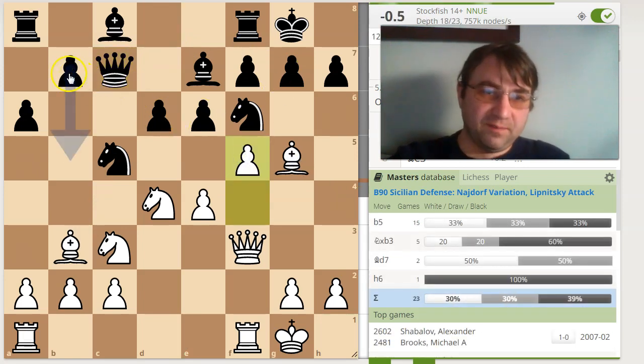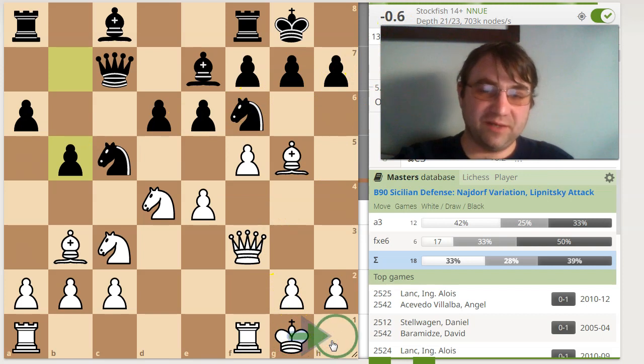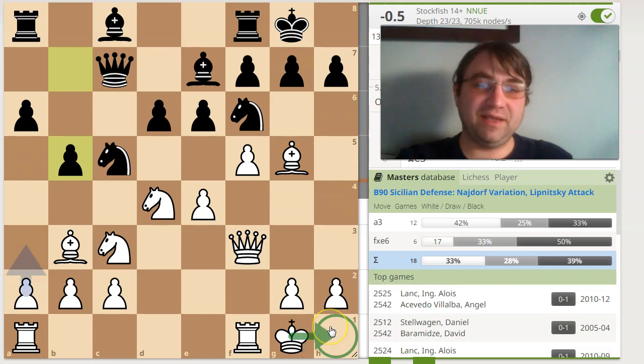And then let's say queen c7, and f5. Okay, so here b5 is a super common move. And now we have to ask ourselves, what move should we play? Now I have the engine turned on, so the engine is immediately giving king h1.